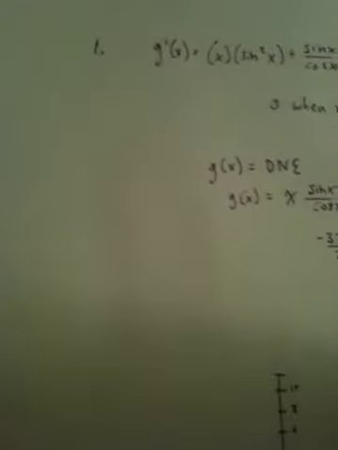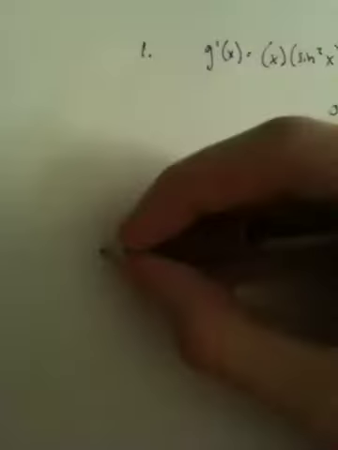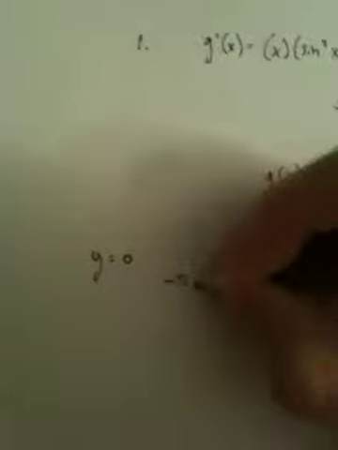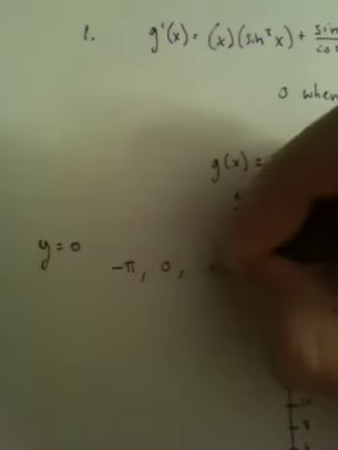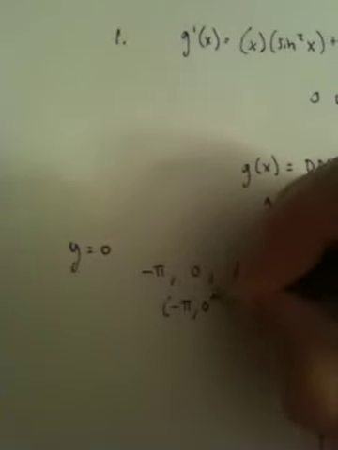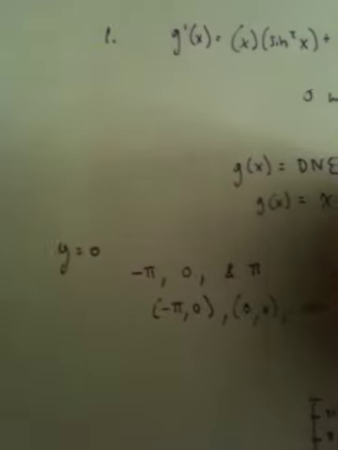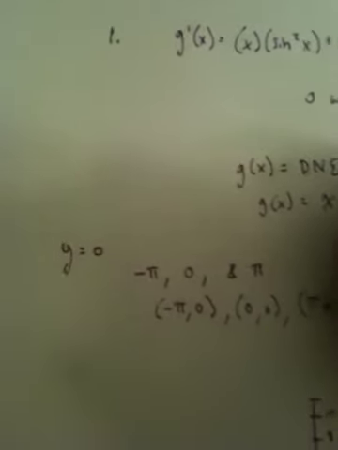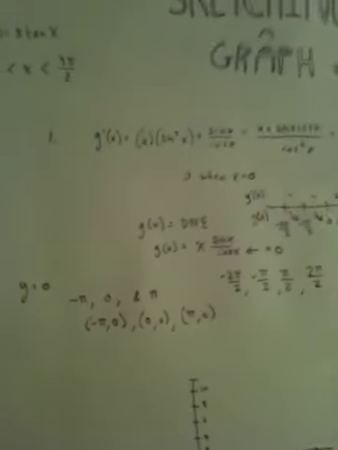Next, you can find the intercepts, or when y equals 0. These points are at negative pi, 0, and pi, thus giving you intercept points of negative pi 0, 0, 0, and pi 0. Using all that you have found, you should be able to sketch a fairly accurate graph.